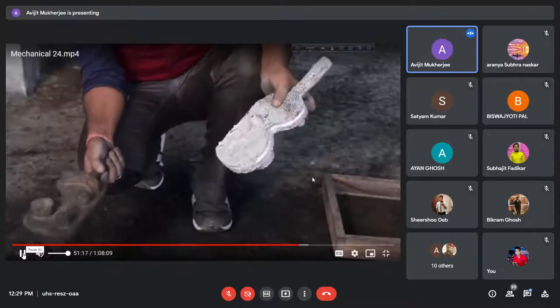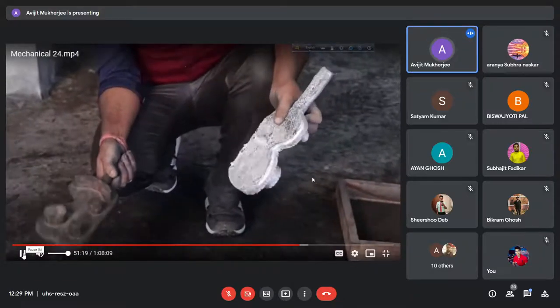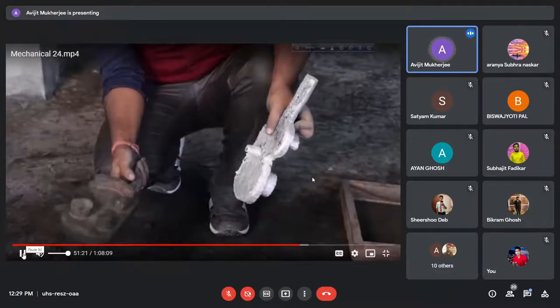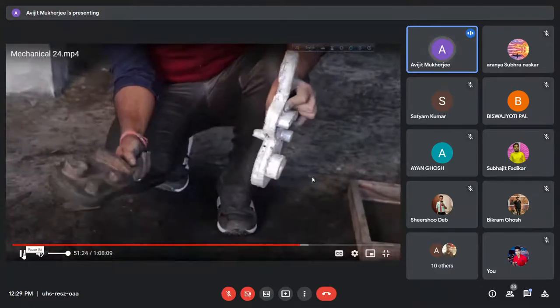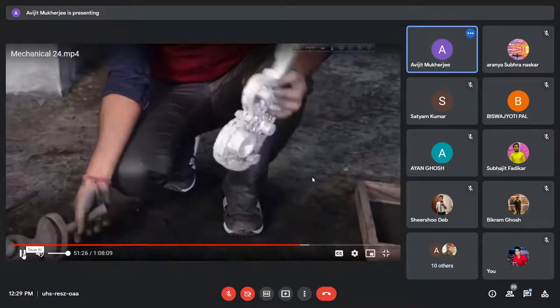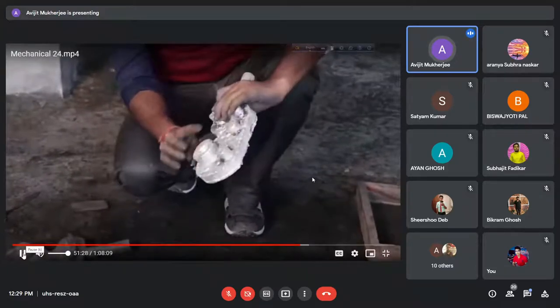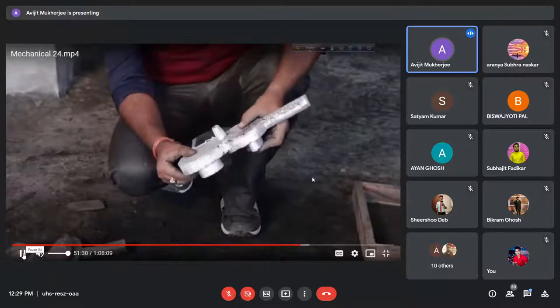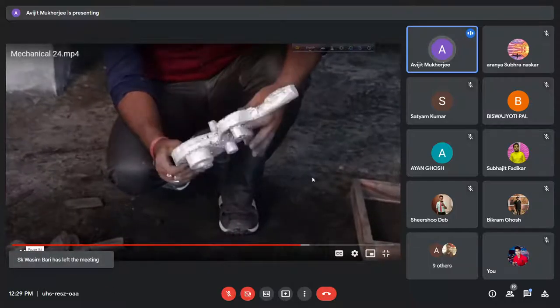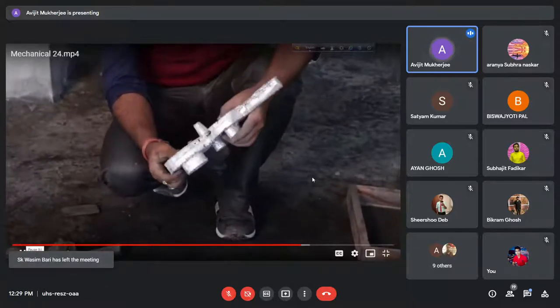And as sir has already explained, there is a machining allowance regarding this foundry process. So you can see that there are some burrs and some ups and downs over here. So this will go to machining and it will become a total gear after completing the entire machining process.